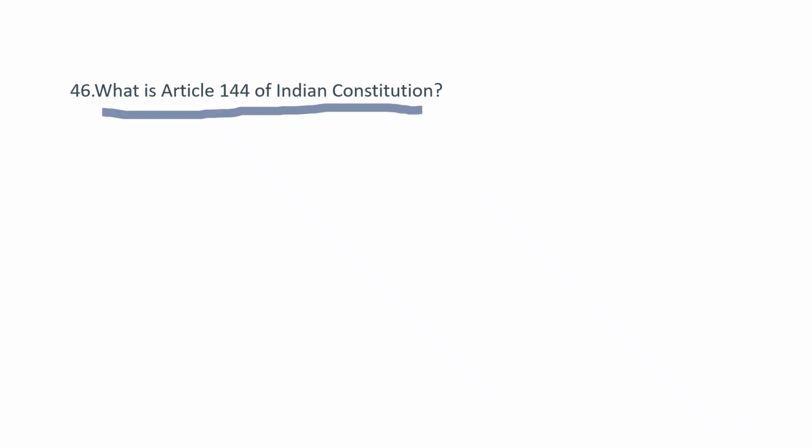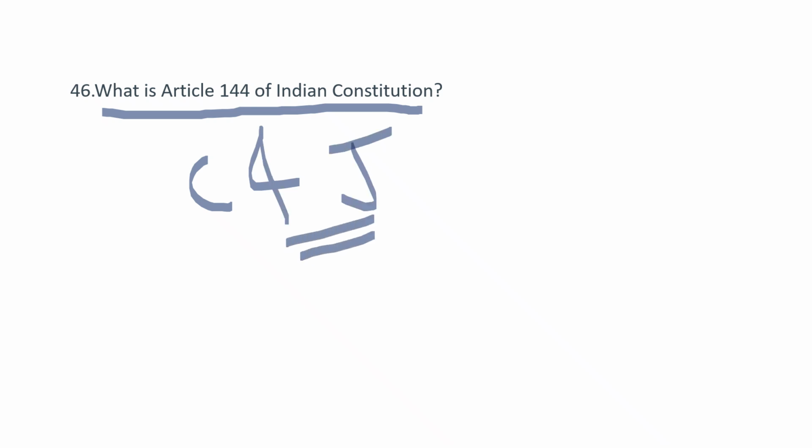What is Article 144 of the Indian Constitution? Article 144 says all the civil and judicial authorities in India must act in aid of the Supreme Court to apply the orders and decisions of the Supreme Court.